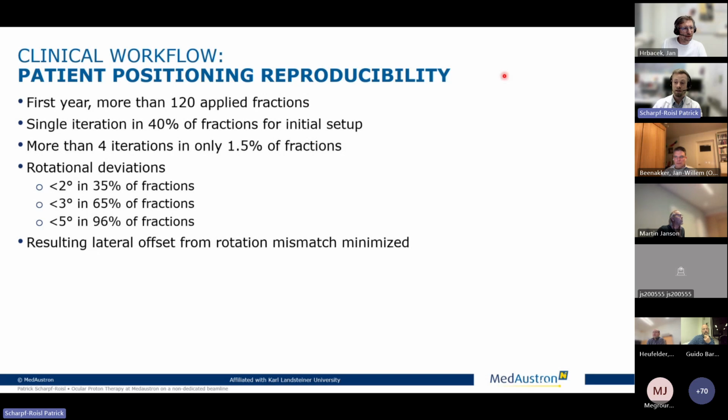Usually, we decide also based on the patient performance. We see a lot of patients that just never manage.